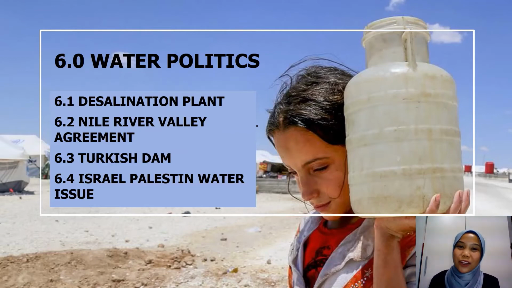Hi, Assalamualaikum. My name is Fatin binti Mahamed. Today, I would like to present the last two subtopics, which are 6.0 water politics and 7.0 subregions. I hope you can still be patient and wait until the end, because I'm afraid you're going to miss some interesting info in these last two subtopics. So enjoy! In 6.0, we will talk about the Desalination Plant, Nile River Valley Agreement, Turkish Dam, and the Israel-Palestine water issue.